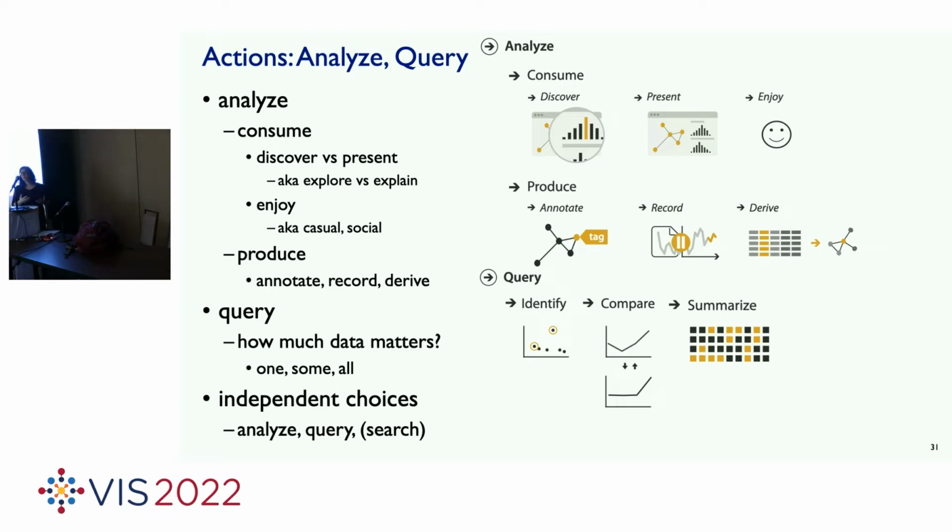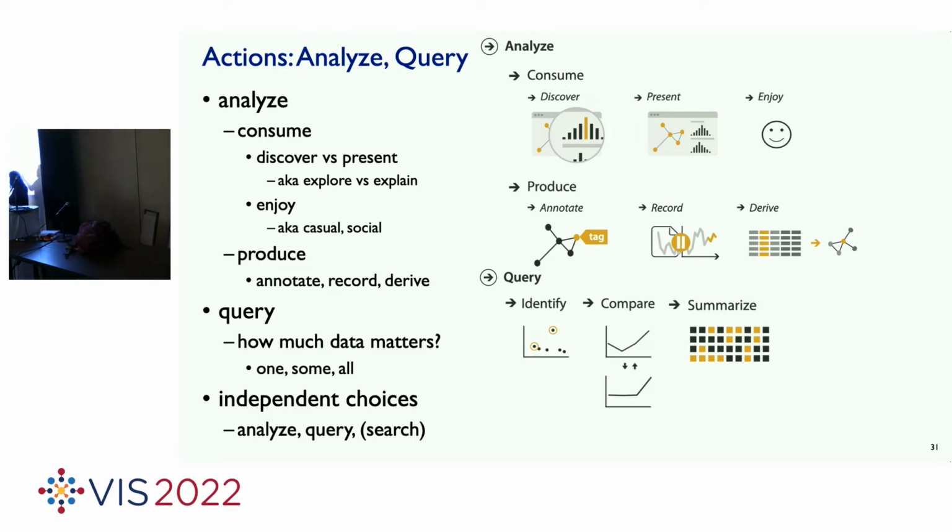So with producing new data, you might be, for example, adding annotations to an existing data set. You might be recording the history of using a visualization tool that's interactive, so you have some sort of log file of what you've done, maybe for reasons of provenance or replication. And an interesting one that we're going to go deeper into is you might be deriving new data in order to actually visually encode something that's directly helpful.